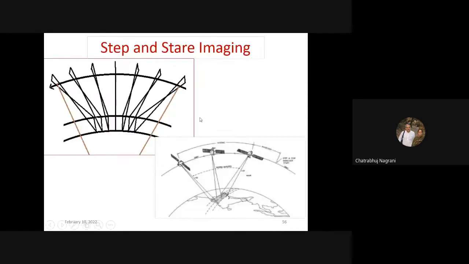But as you can see here, satellite is here, we are looking slightly ahead, then you are looking here, and the satellite you are looking back. So I have covered only this much area, while my satellite has moved this much. So again, I'll make my camera look ahead. There will be some gaps, but whatever area I am seeing, by this step and stair method, has much higher radiometric resolution. That means signal to noise ratio.